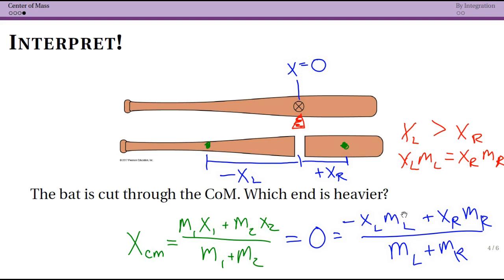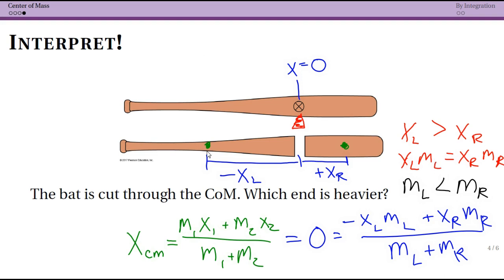The term on the top must be equal to 0, since the term on the bottom can't possibly be equal to 0. So that means that the negative term on the left must equal the positive term on the right. And notice that this distance, the distance on the left, is bigger than the distance on the right. So once you have these two pieces of information, the only way that this can be true is if the mass on the left side is smaller than the mass on the right side.